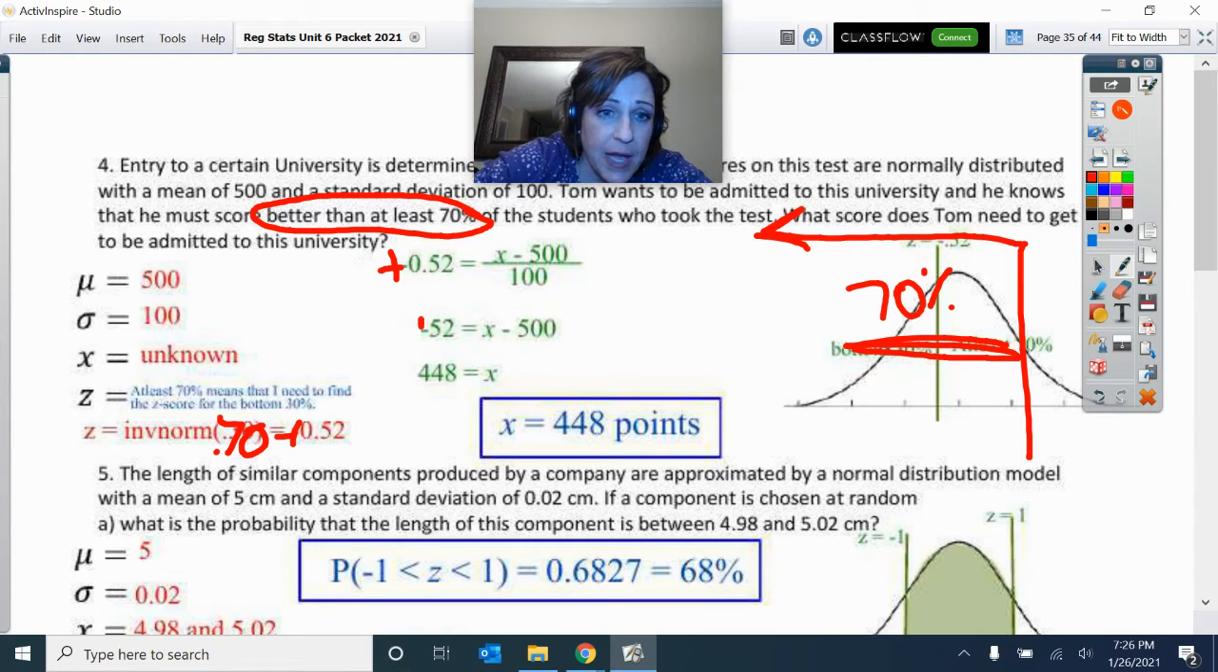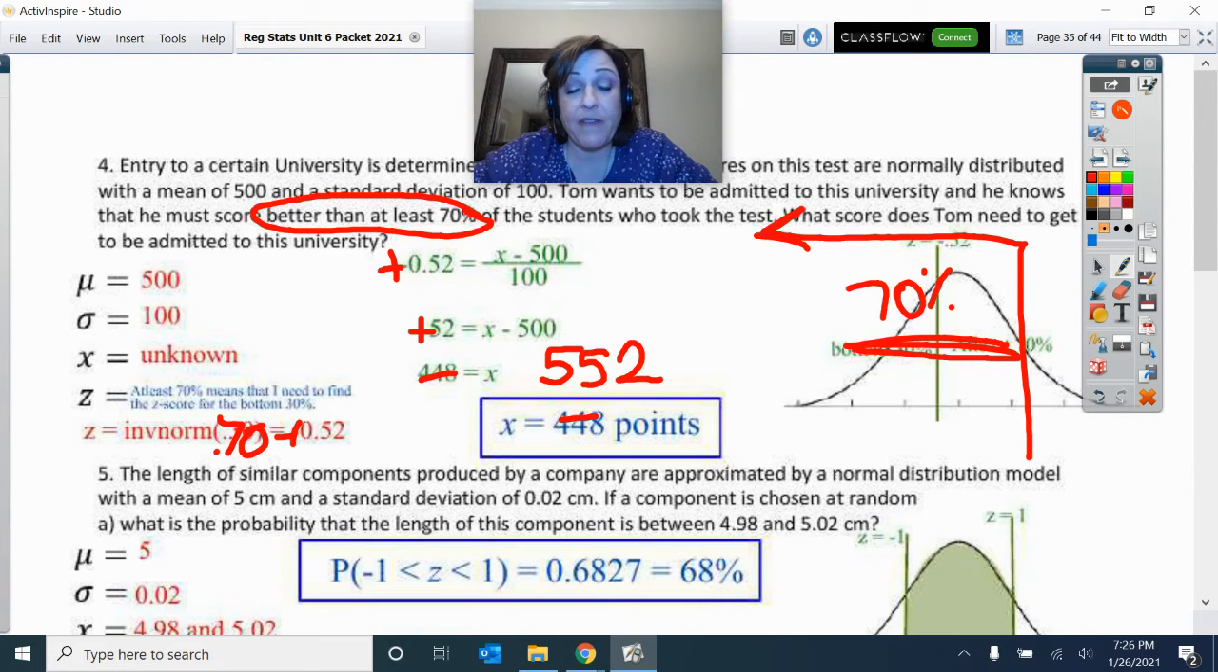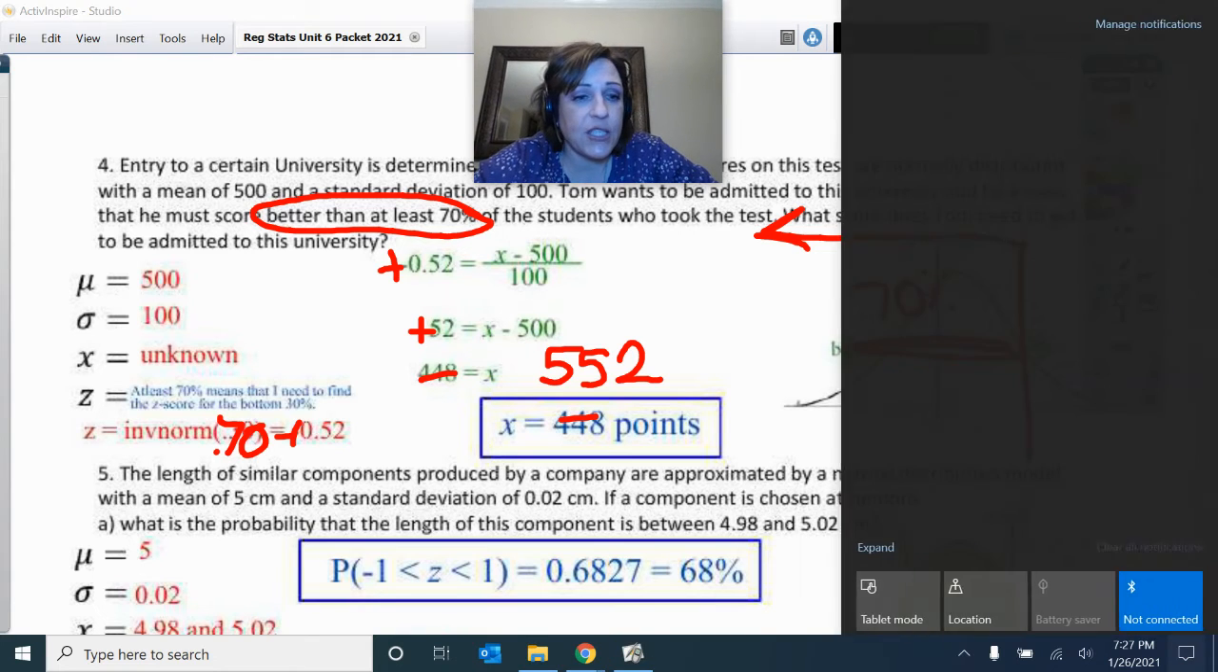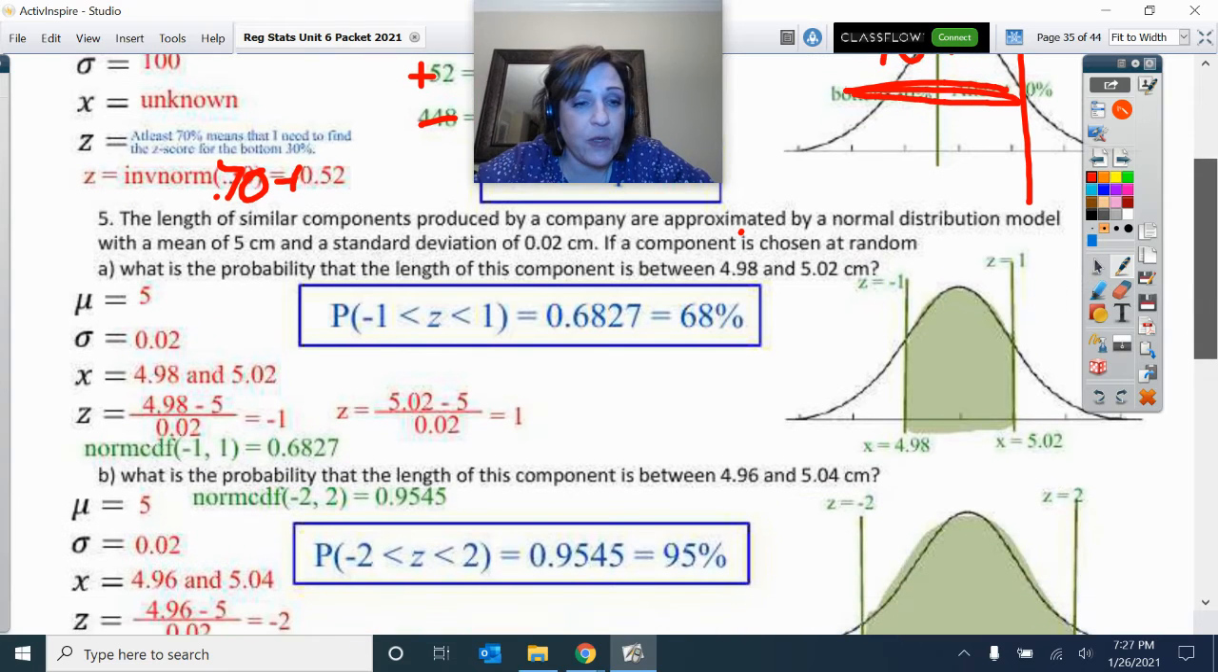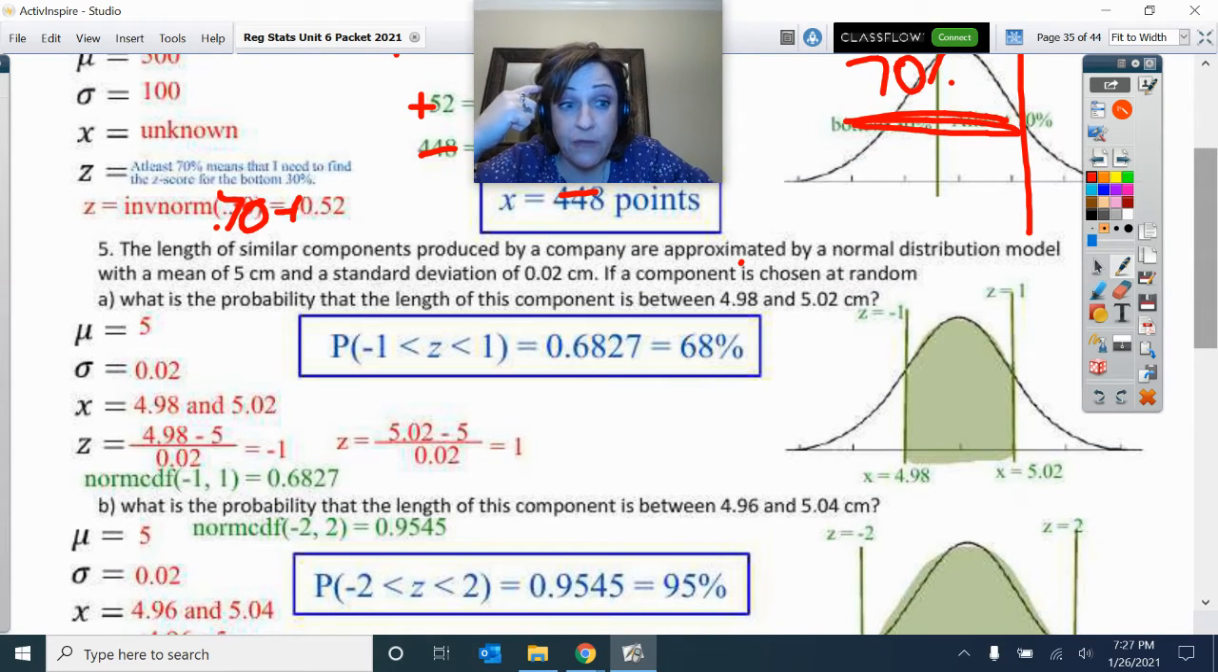So this is a positive 0.52. And then when I added this together, it was 552 points. So you needed to score 552 points to be better than at least 70% of the students who took the test. Okay. All right.